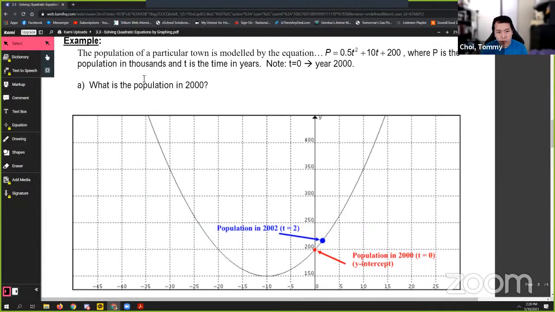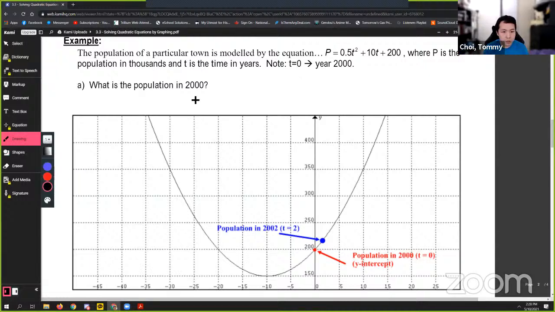So if I ask you here, what is the population in 2000, and I give you the graph, what are you looking for? You look for, once again, like we said earlier, this means that t equals 0. So we're looking for where t is 0. Well, t is 0 over here, and this is our population in the year 2000. And so that would be our y-intercept because our t value or our x value is 0.